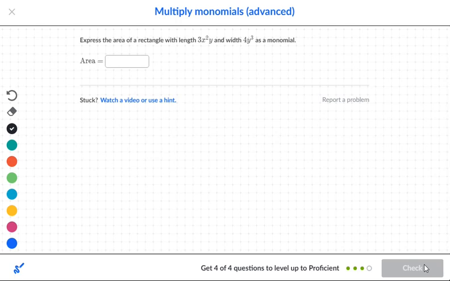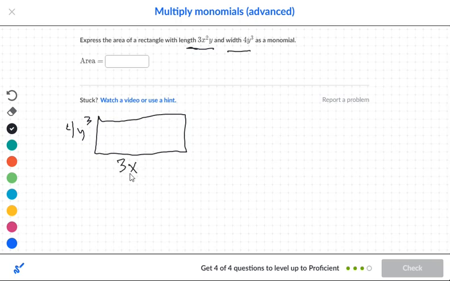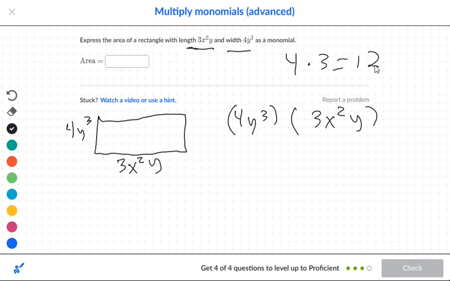Okay, we want to find the area of a rectangle. Area of a rectangle here. So right here we're going to draw a picture of a rectangle. And this is the length, and this is the width. Remember, the width is always the shortest side. So that's 4y to the 3rd. And the length is 3x to the 2nd y. So here you just want to times these two terms together. So you want to simply take 4y to the 3rd times 3x to the 2nd y. So let's just remove the numbers out. So we just simply take 4 times 3. So 4 times 3 is 12.